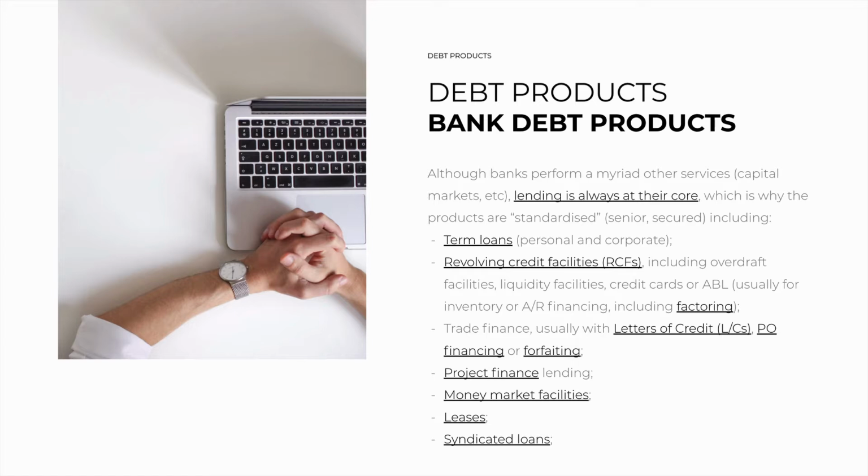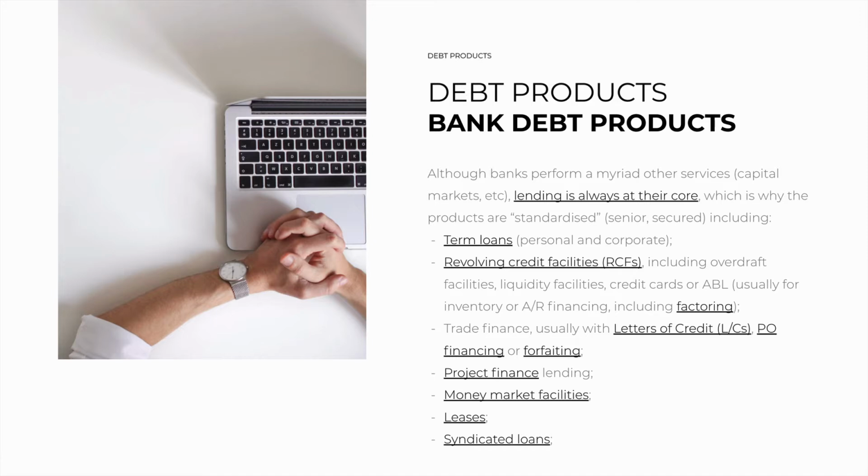Low risk, low yield. So a mezzanine loan may charge, for example, 20% interest, while a bank loan may charge 6% interest. But of course, these rates may be floating, they may be completely different in your country, or even in the year that you're reading this. But anyway, bank products usually include, first, term loans, very simple, individual or corporate.